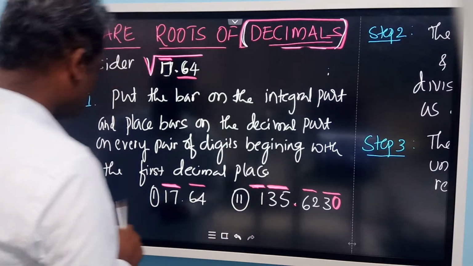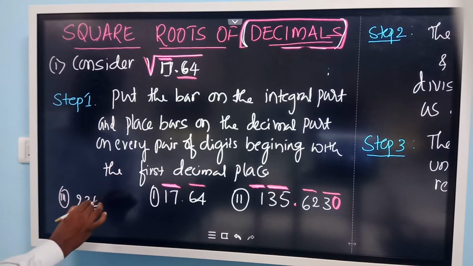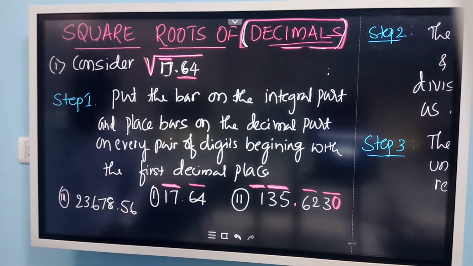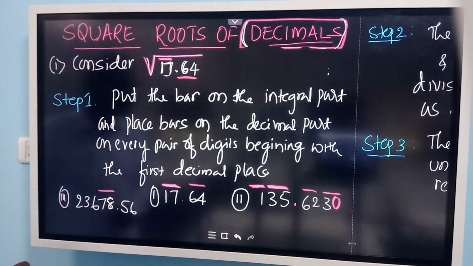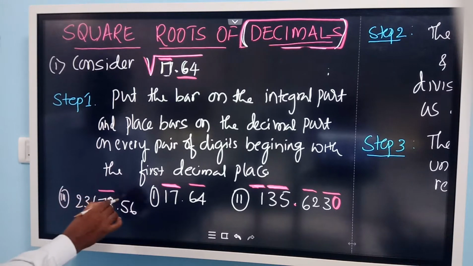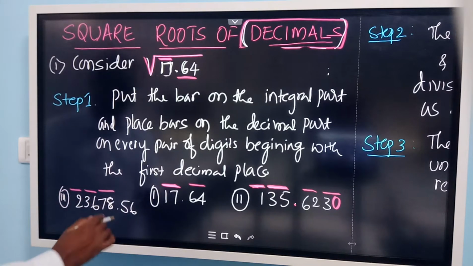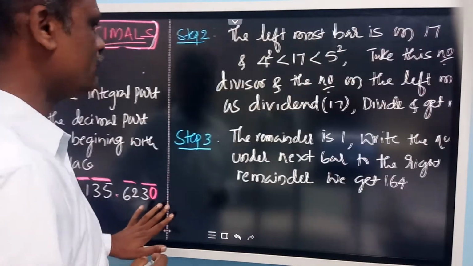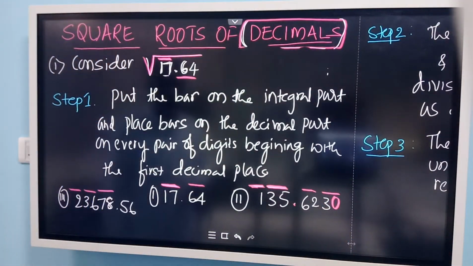Now, see another example I will take. The third one: 2, 3, 6, 7, 8, 0.56. Now, what is the job? Select the integral part. First, for every 2 digits, put a bar over them: 7, 8, 3, 6, and 2. Then, after completing the grouping, the second step is to group the decimal part. The same way, the decimal part also you have to group.